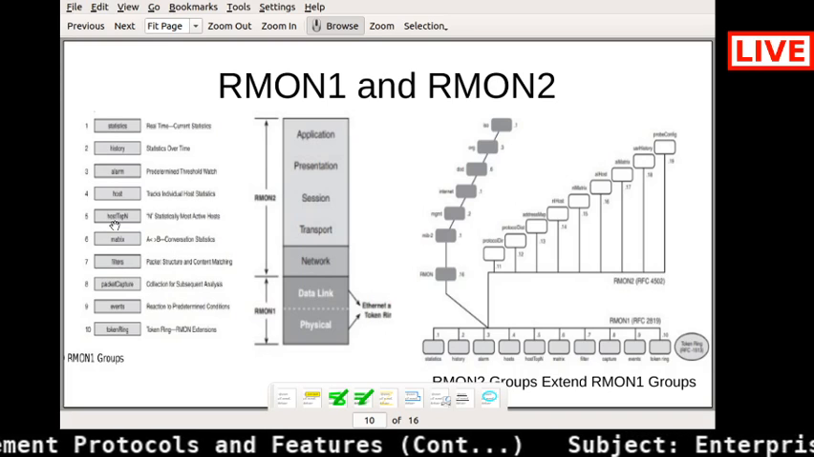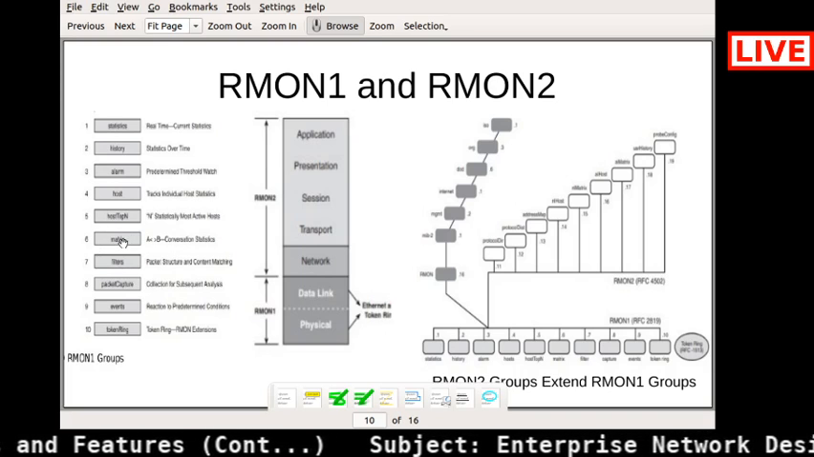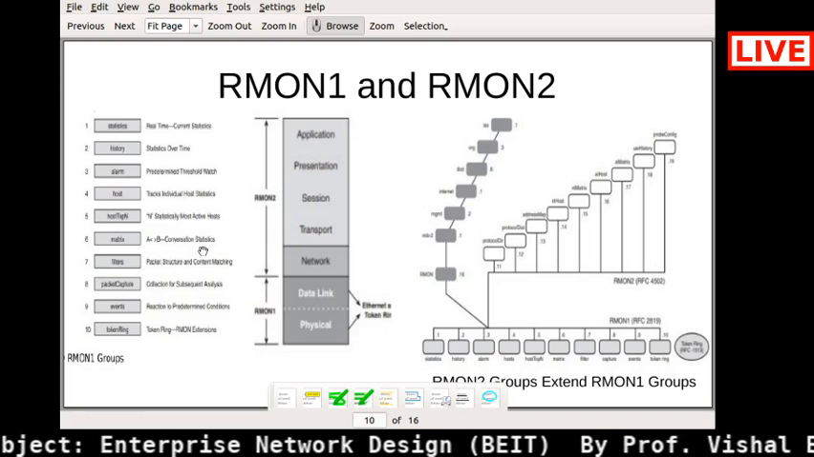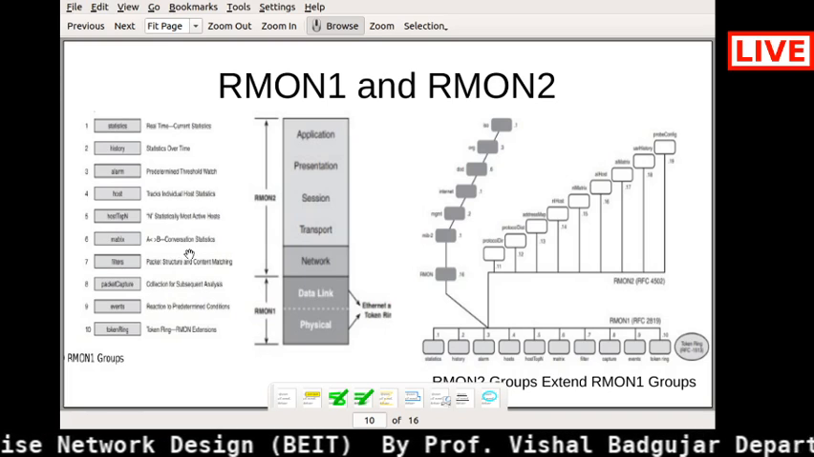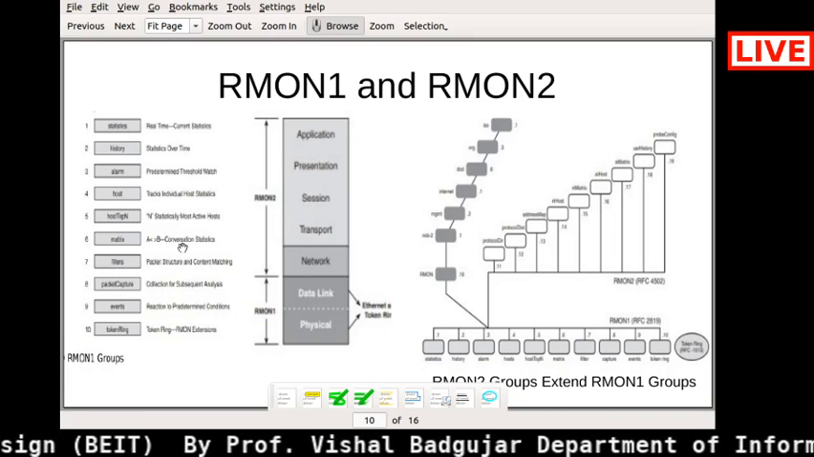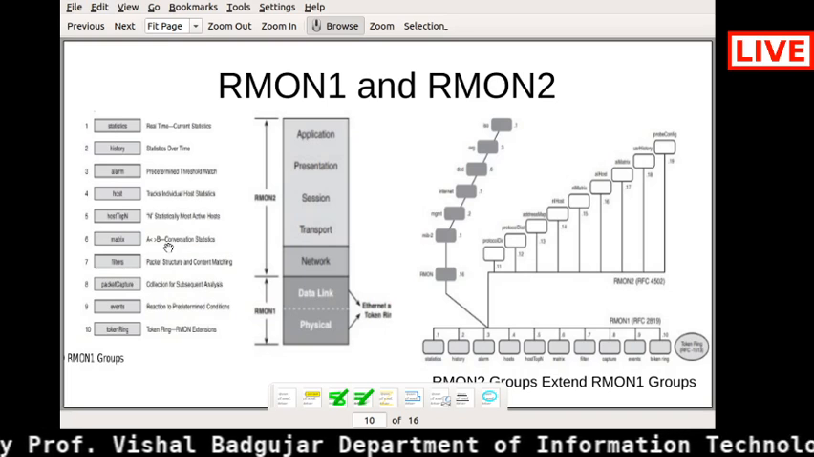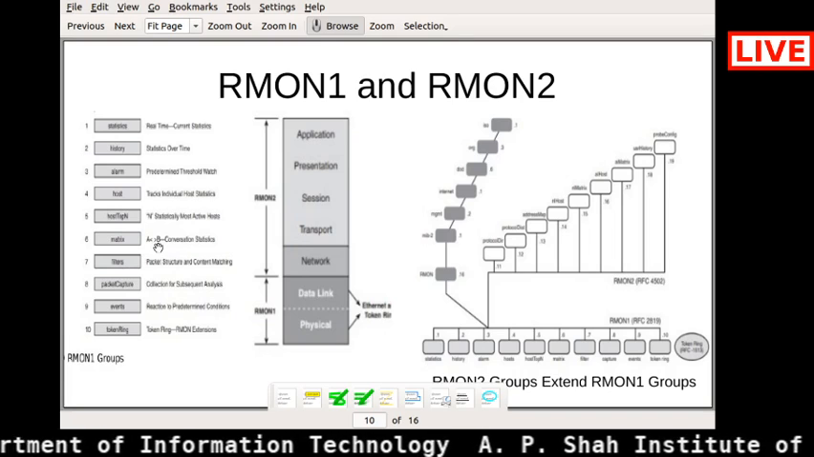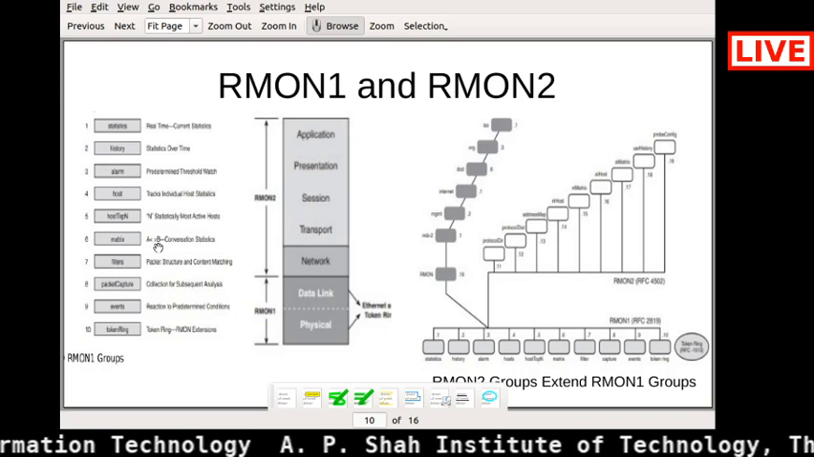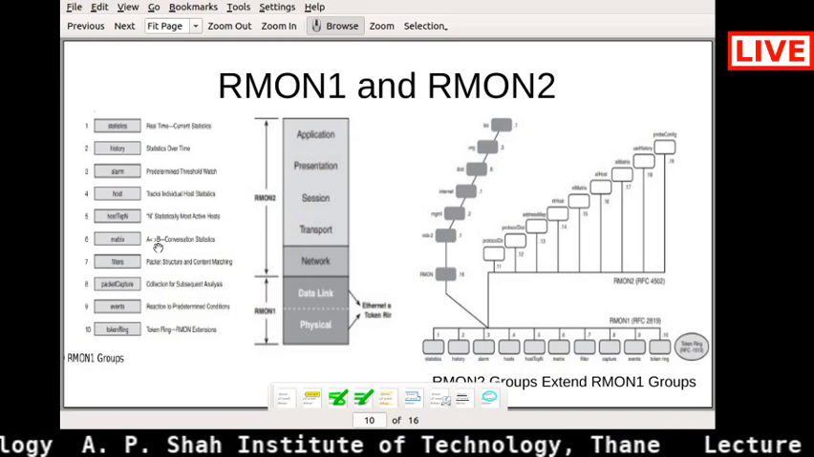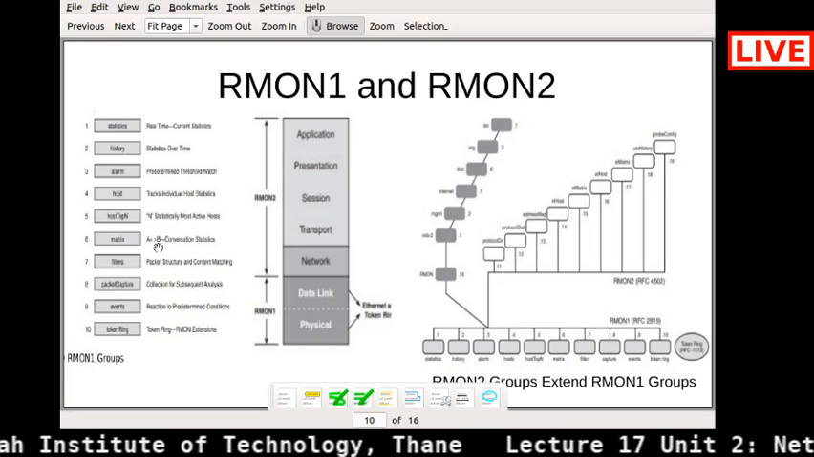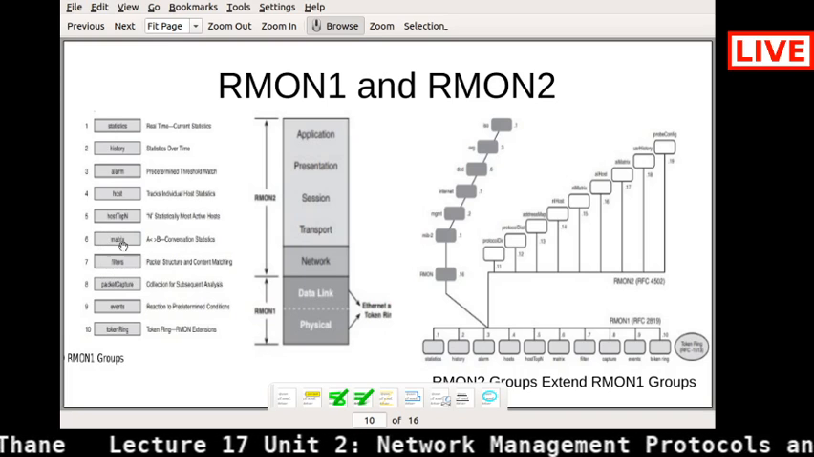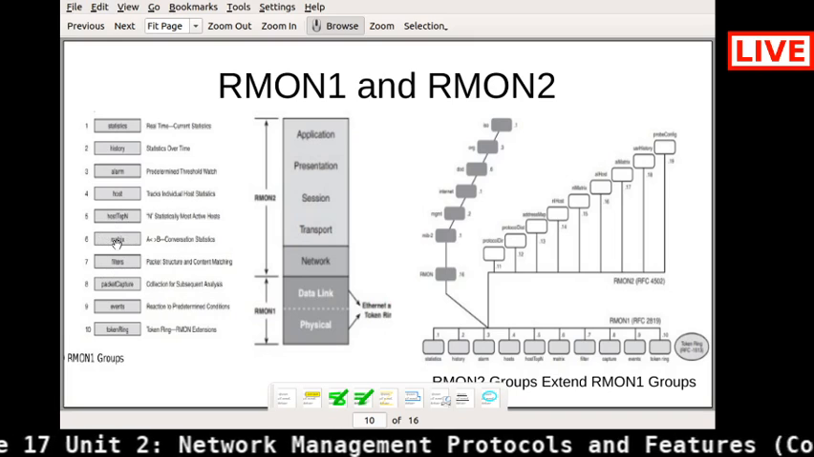The sixth group is your matrix. It mainly gives you the communication, or we can call it conversation, statistics. What packets or bytes are sent from location A to location B, for example from host A to host B. In this communication, how many packets or bytes are exchanged or take place. All these conversation-based statistics will be used in the matrix group.